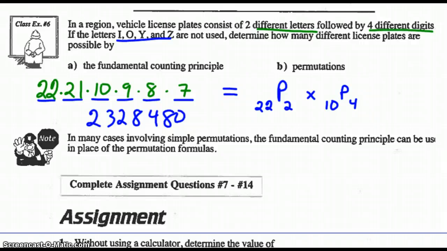In many cases involving simple permutations, the fundamental counting principle can also be used in place of the permutation formulas. They both work. As long as you show your work, you're going to be fine. You can choose whichever method you like. We will definitely be dealing with permutation notation again. All right, so questions 7 through 14. Let's give those a try.